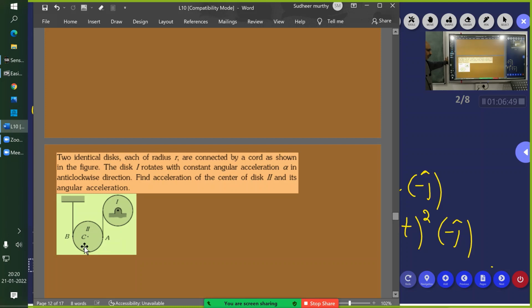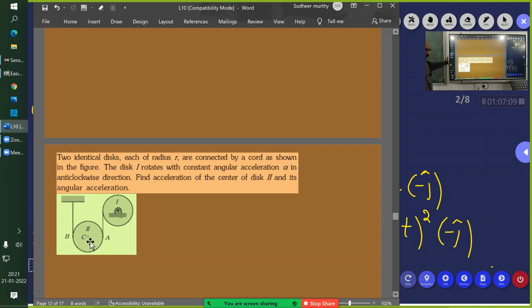Alpha R by 2 in the downward direction. Explain so that everybody understands: the acceleration of the center of disk will be what? Alpha R by 2 downwards. Alpha R by 2 downwards. Yes. Why?